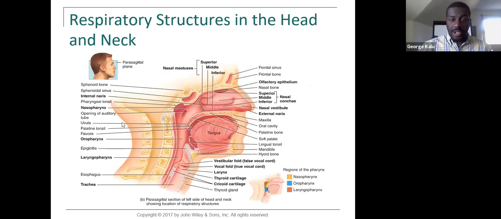So here's just a larger picture of this whole nasal cavity area. Again, here we have our external nares leading into the nasal vestibule. Here we have a nasal cavity leading into the internal nares.